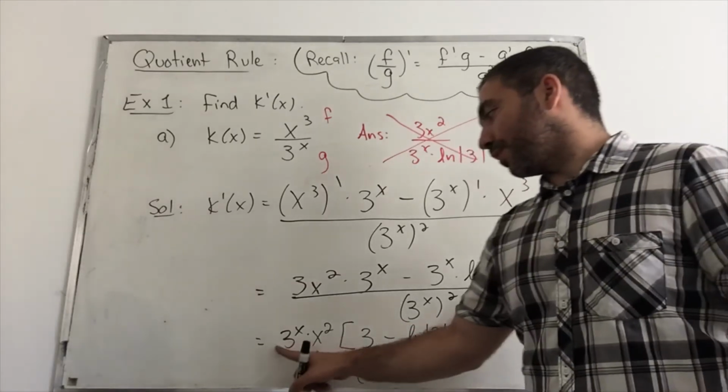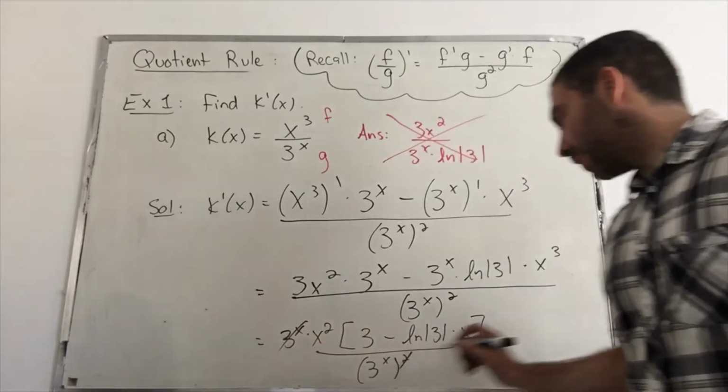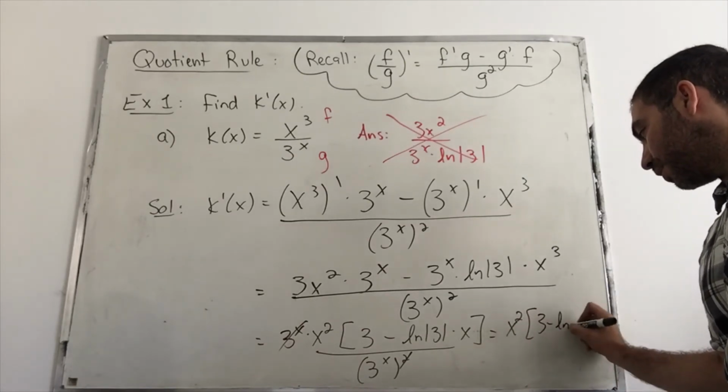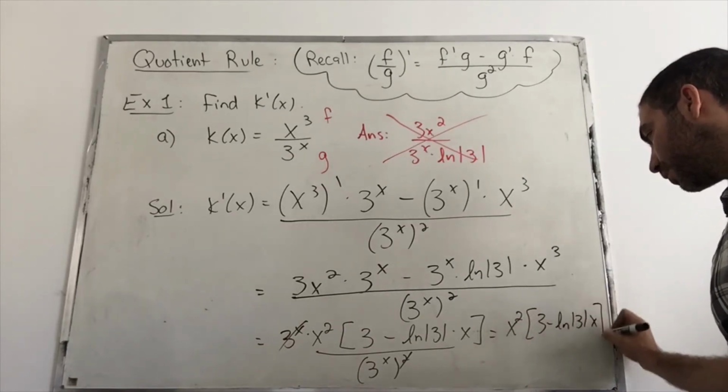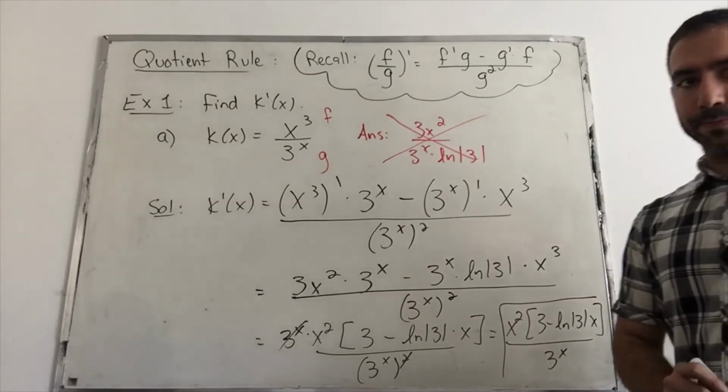So in the numerator we have a 3 to the x, on the denominator we have 2 of them, so we can cancel one of them out, leaving us with x squared, 3 minus ln of 3x, all this over 3 to the x. And this is the final answer.